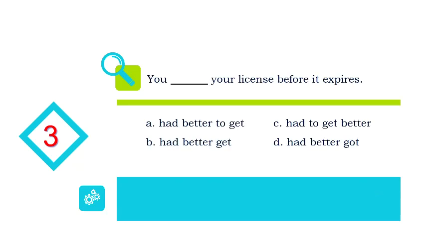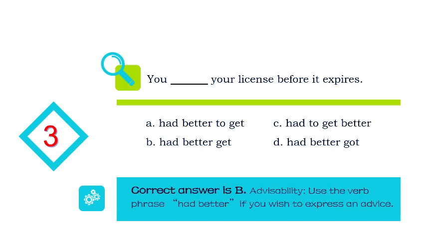Number 3. You blank your license before it expires. A. Had better to get. B. Had better get. C. Had to get better. Or D. Had better got. And what's the rule? The correct answer is letter B.